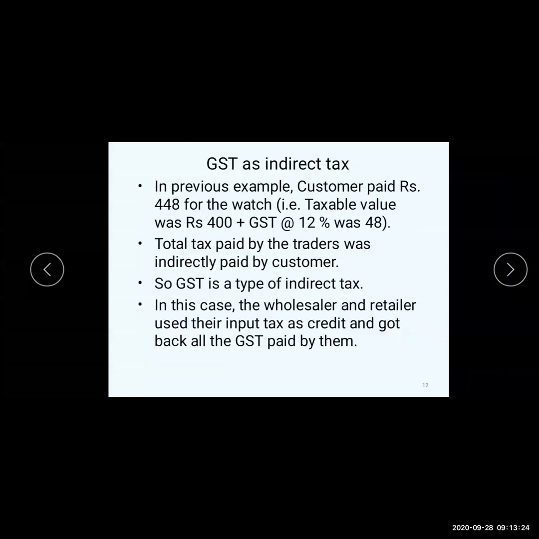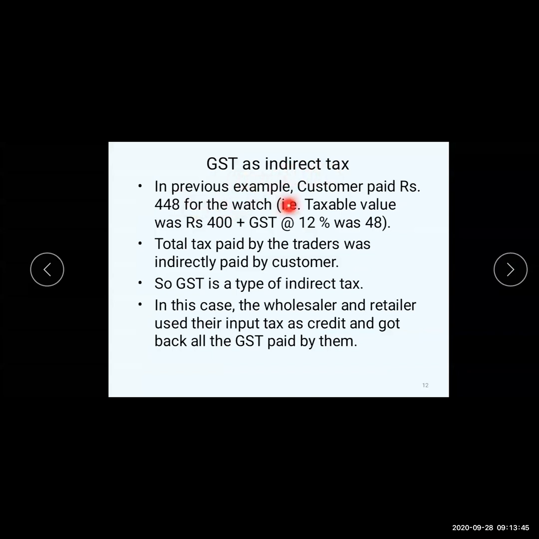So now GST is an indirect tax. We have already learned about direct and indirect taxes in the 9th standard. You have learned two types of taxes, that is direct and indirect tax. In 9th standard, now we can see GST as an indirect tax.